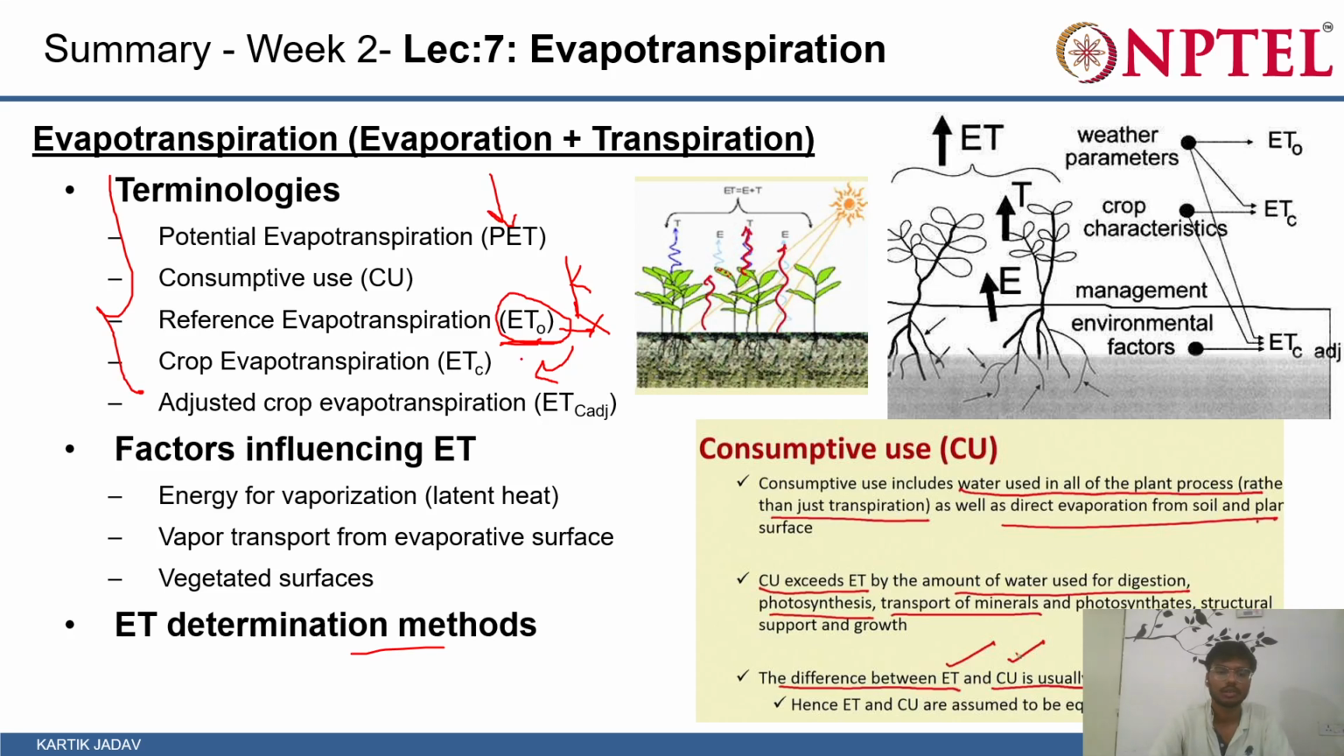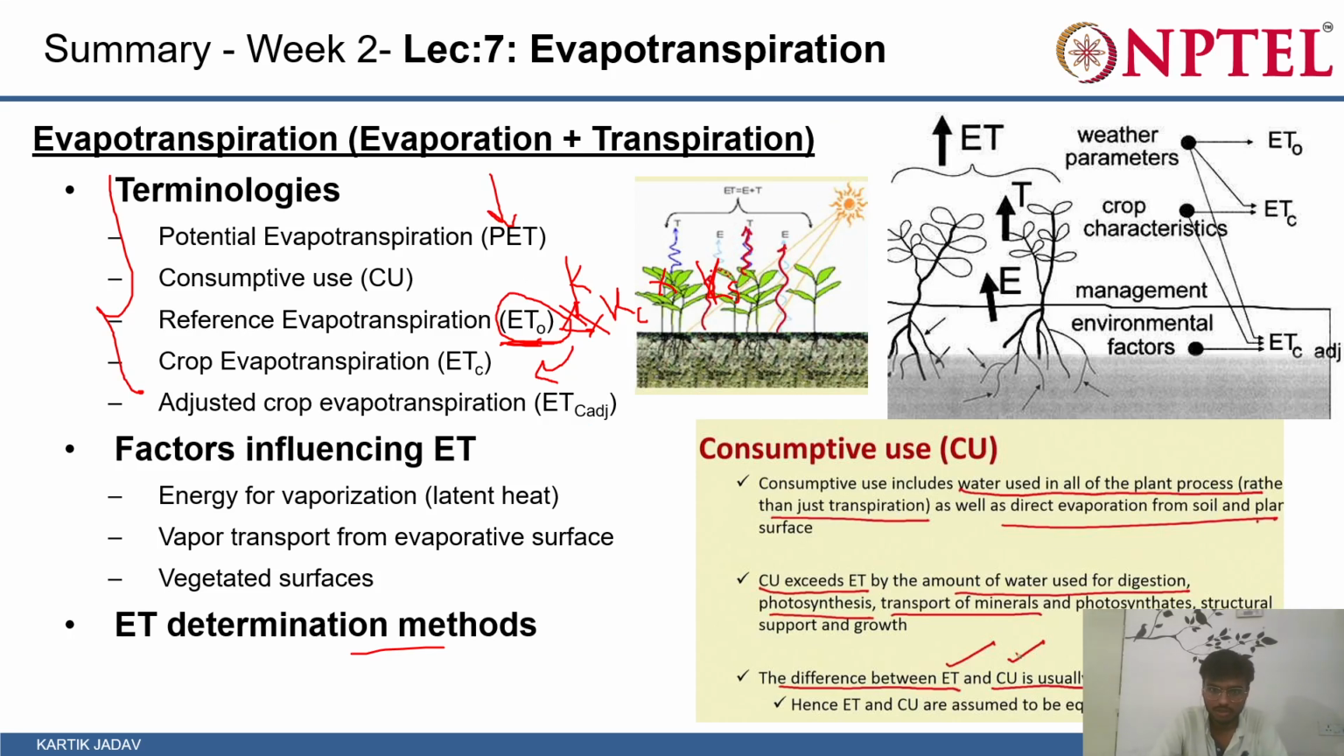So due to that, if you want to estimate crop evapotranspiration, we just multiply this reference evapotranspiration with the crop coefficient, that is known as Kc, and soil stress condition. And then adjusted crop evapotranspiration. Again in this we are including management and environmental factors to estimate it. Then we talk about factors influencing evapotranspiration.